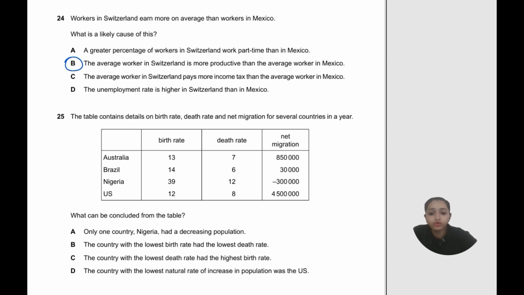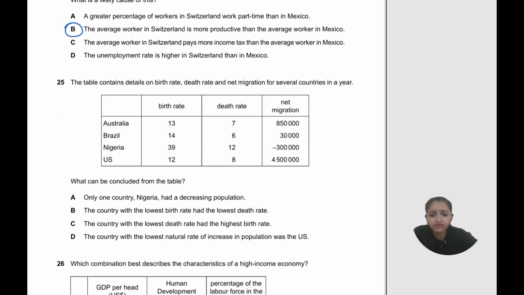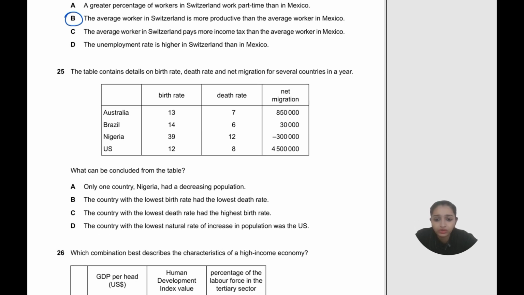Now, 25th question. Here again, they have given us some, this is like a time pass question again. The table contains details of the birth rate, death rate, and the net migration for several countries in a year. Now, what can be concluded from the table? What I usually do is we can go with the options directly, or if you think it is much better to first find out with the grid what is happening here and then find the answer, that will waste a lot of your time, right? So let's go with the options.